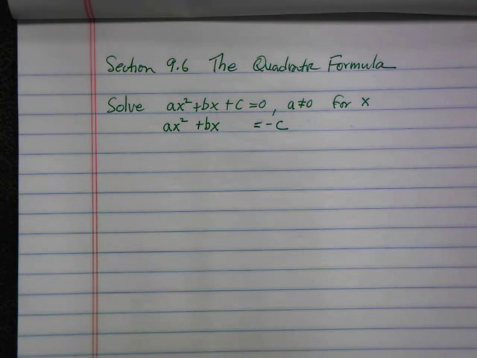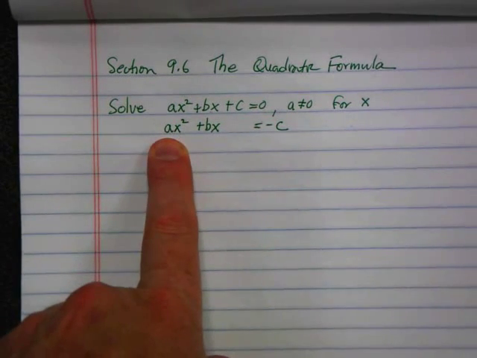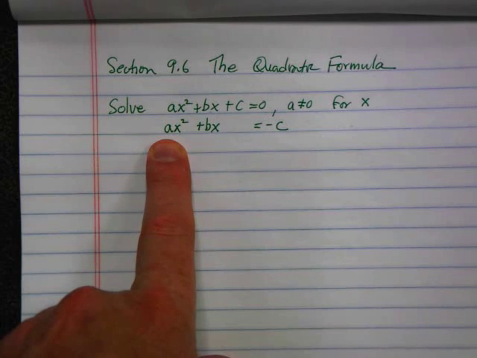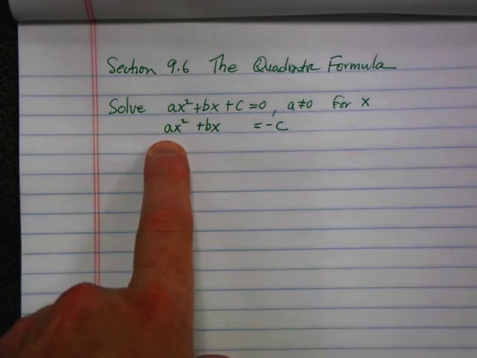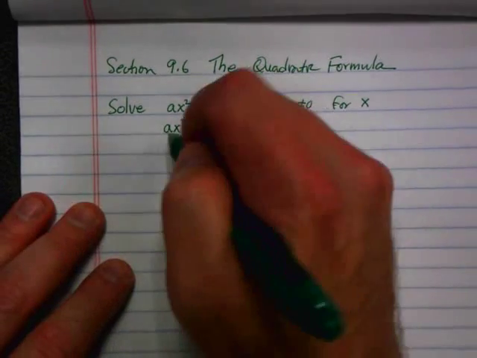What was the next thing we did? What did we do when we had a number right in front here? We divided by that number. Why did we divide by that number? You need an x squared by itself. You've got to have a 1 for that number there. So I'm going to divide everything by a.